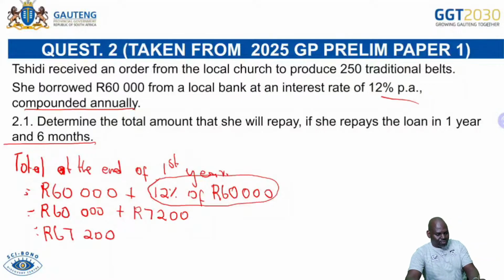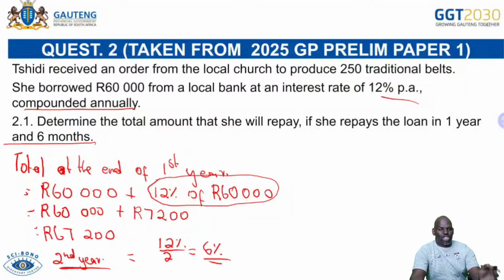Then the second year, it's now 6 months. It's only half of a year. It's not the whole year. So for the second year, we know that it's only half of a year. This is how we calculate it. First thing, the interest rate will be 12% divided by 2. Then we are going to use 6% because it's only 6 months. So 6 months is the same as half of a year. So we take the whole year's interest rate, we divide it by 2.